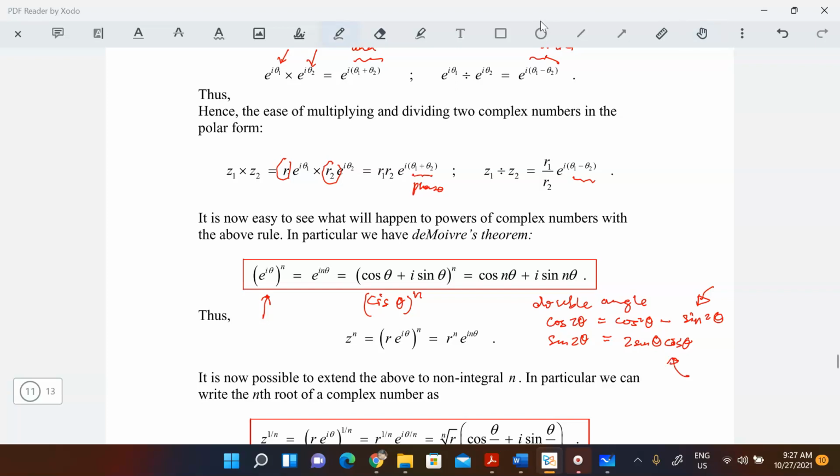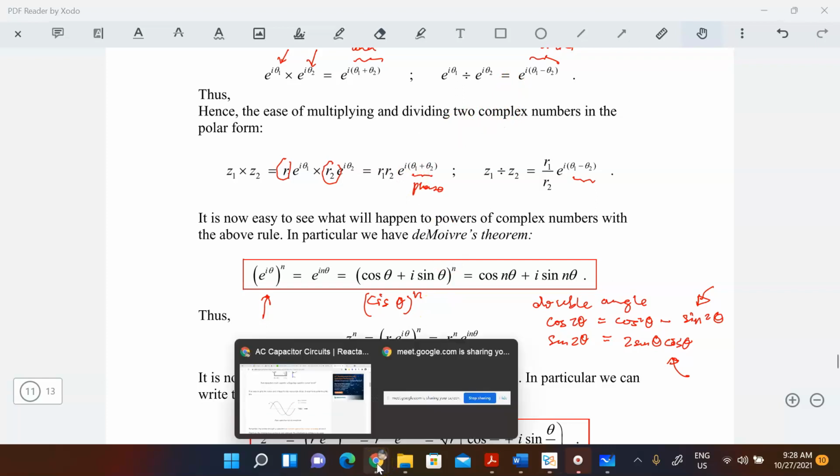So you can now start to think, I'm not just limited to the double angle formula. You can do any multiple angle formula, and it's quite easy to do. Of course, to get the real part and the imaginary part, so that you get the formula for that, you still have to do the expansion. But the expansion, you can actually do it if you want to.